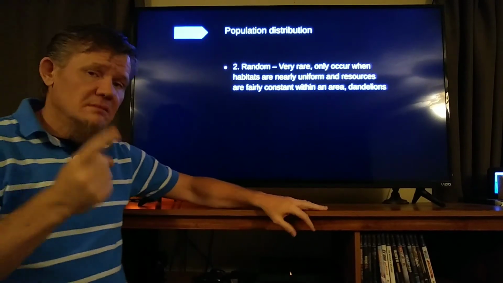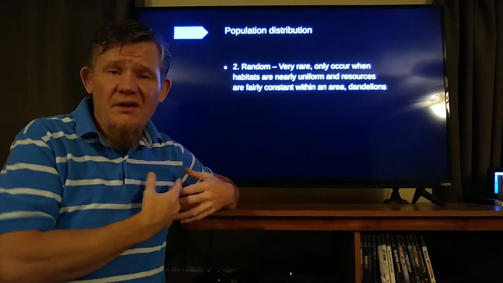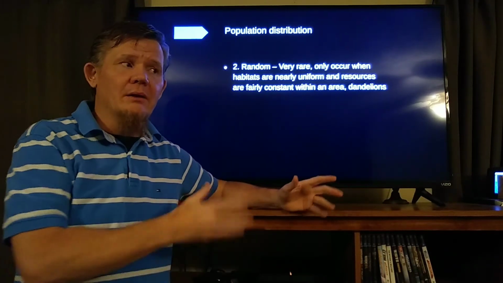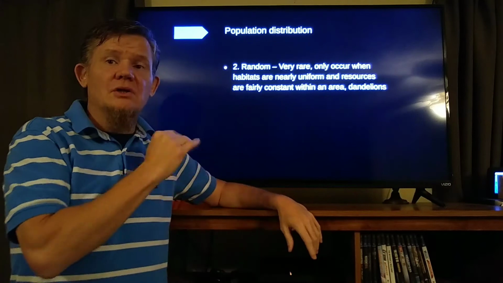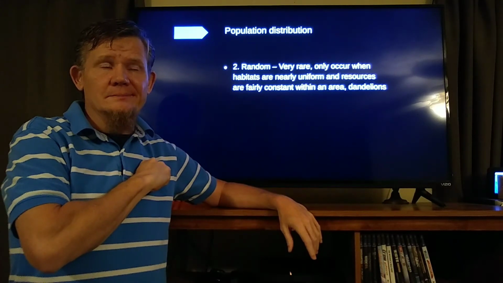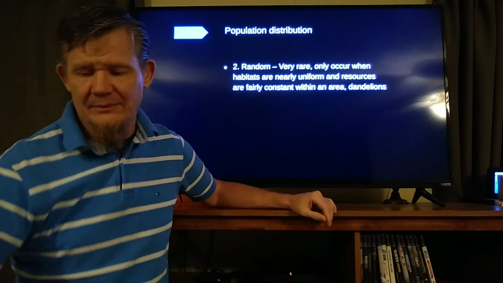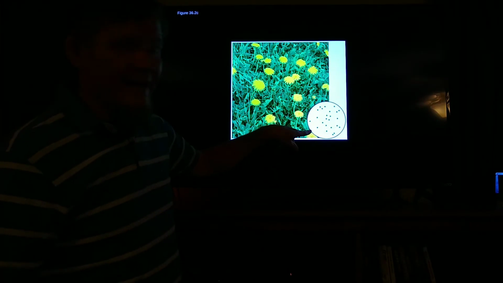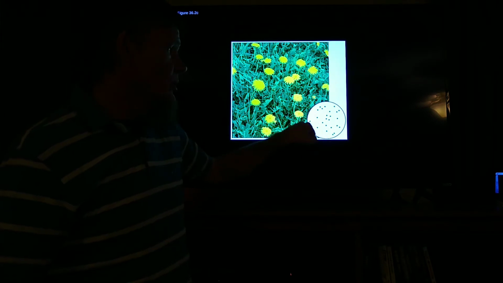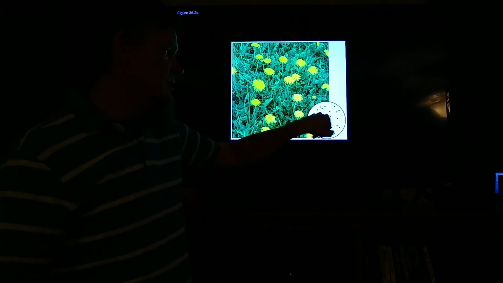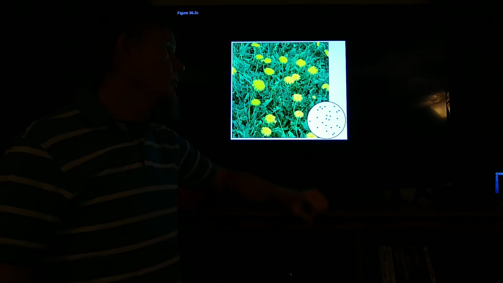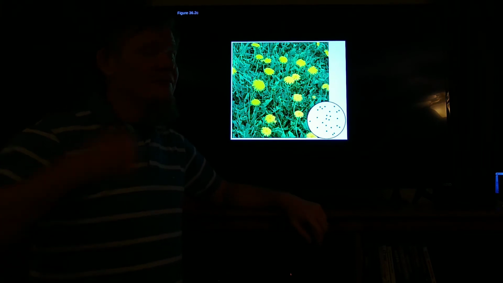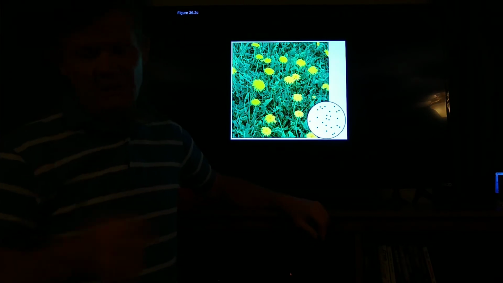But first, is your yard a natural habitat? And the answer is simply no. A well-kept, even a poorly kept yard is not a very natural habitat. Random dispersion pattern. There's no rhyme or reason. Some are very close, some are much farther away from each other. No rhyme or reason as to how they are dispersed throughout the environment. And again, very rare in nature, not common at all.